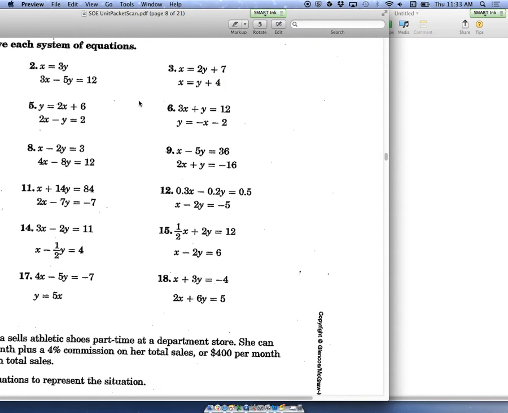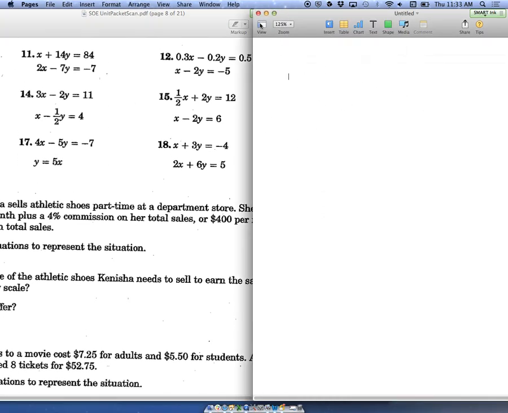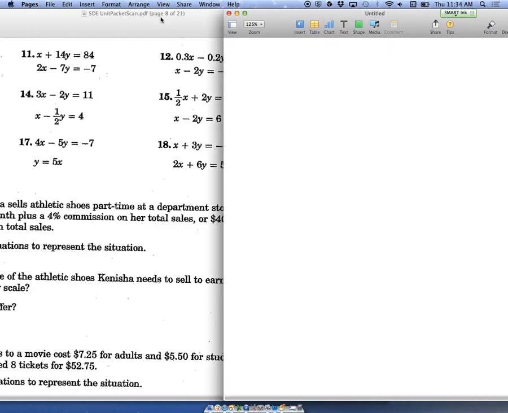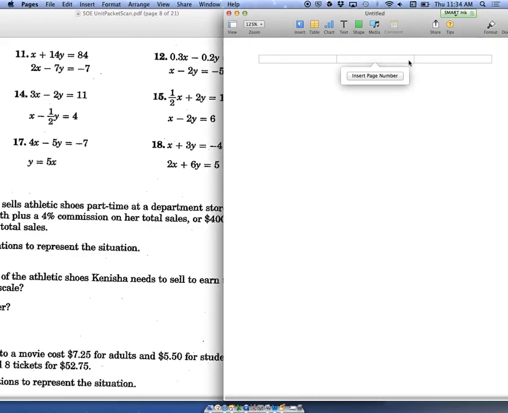Okay, let's look at number 11 together now on the video. Analyzing number 11, you can see that I have a coefficient of 2 and a coefficient of -7. So that is not a candidate for easily isolating one of the variables. In the first equation, though, x has a coefficient of +1. So it's really easy to take that first equation and isolate the x. So I would have 84 minus 14y. It's easy enough to isolate the x in that first equation.